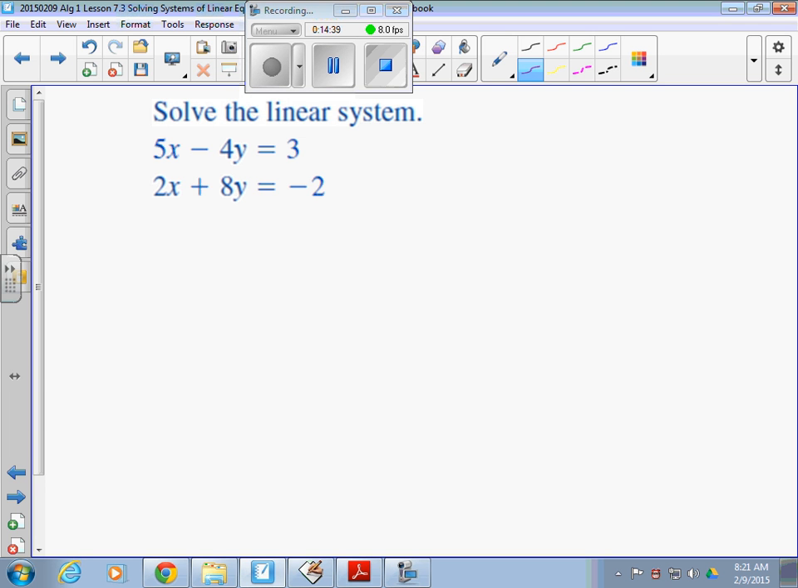Okay, for this one, they're stacked on top of each other. X's on top of x's, y's on top of y's, constants on top of constants. But you don't have opposites. 5 and 2 are not opposite. Negative 4 and 8 are not opposite. We can make 5 and 2 into 10 and negative 10. Or we can do the easier version and make negative 4 into negative 8. That'll be the opposite of positive 8.